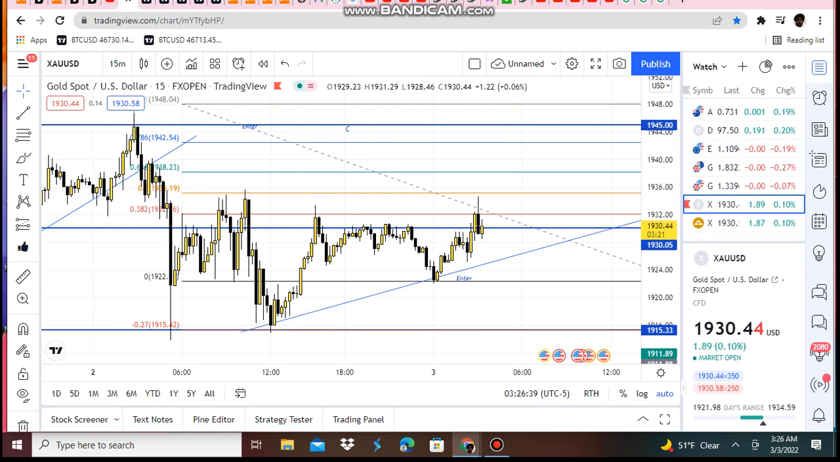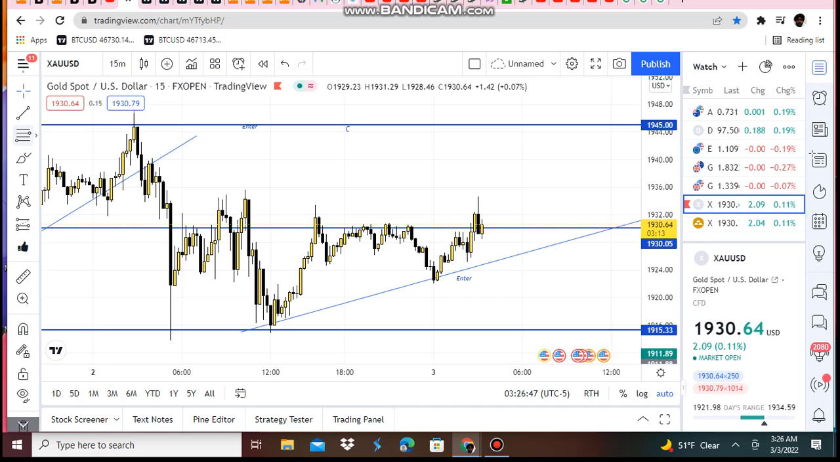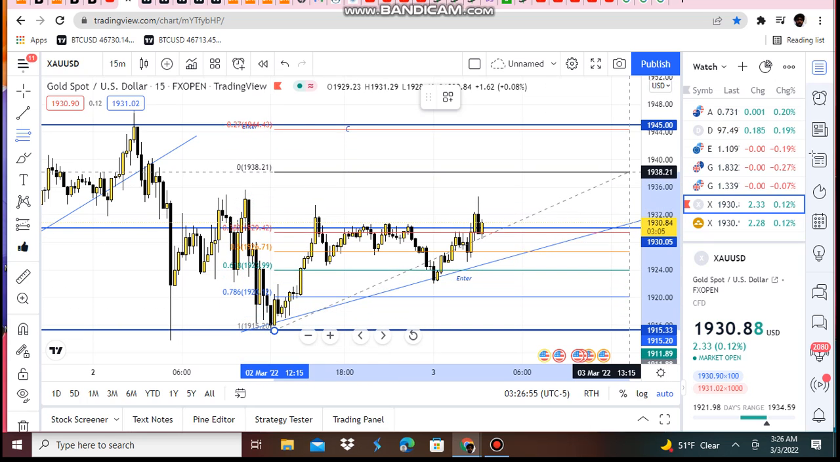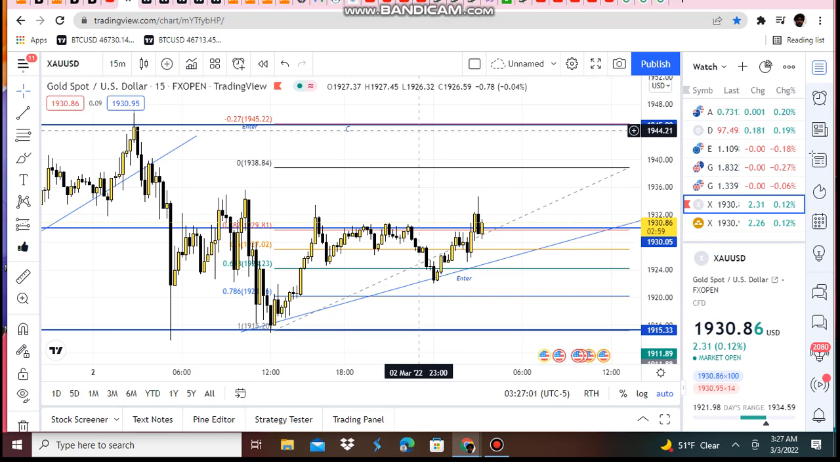0.618. And we could be in an uptrend, and this downtrend could be over. And then we could have a Fibonacci from here. We can draw it from here back up to C, right back up to C right here. 27 extension, 1945, take profit 11.